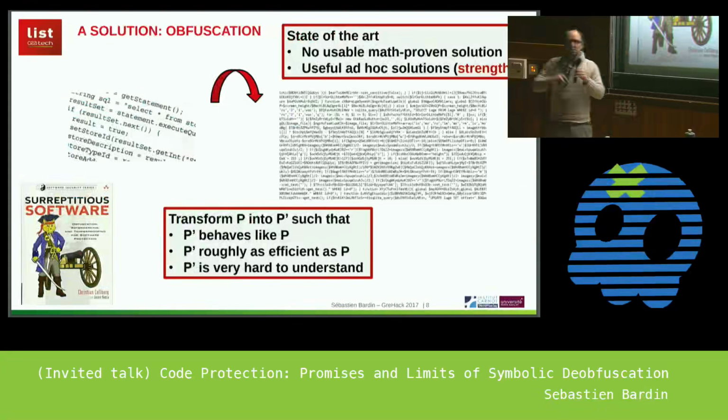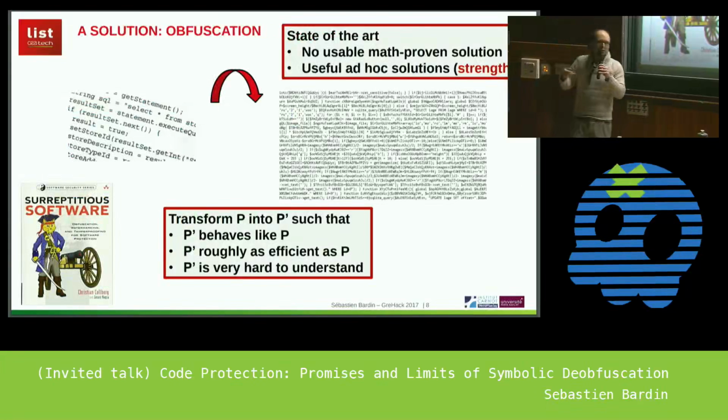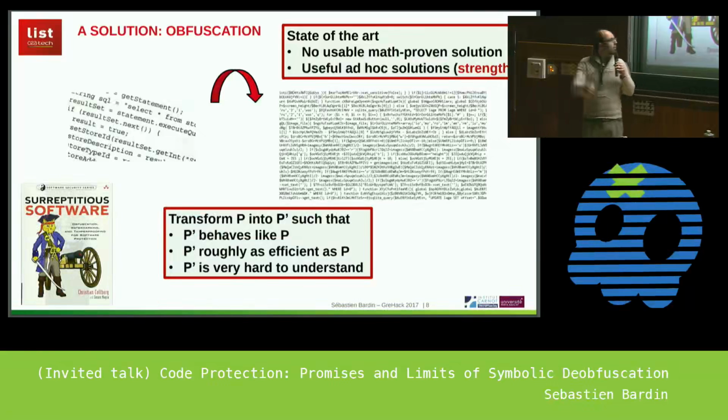So what is obfuscation? Just a reminder. Basically, the idea is that you have some program which is not very hard to understand. And then with obfuscation, you want to turn this program P into some program P prime, which morally behaves like the original program. It is roughly as efficient, but it is very hard to understand. You want to transform your original program into some big piece of code, very hard to understand. So basically, you want to protect your code, your IP, and stuff like that. So this is the goal of obfuscation.